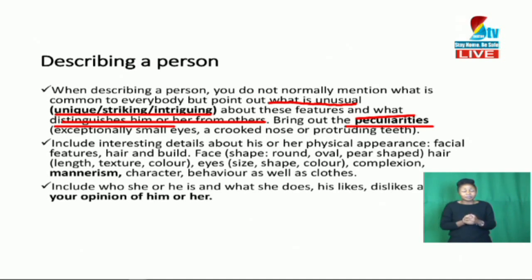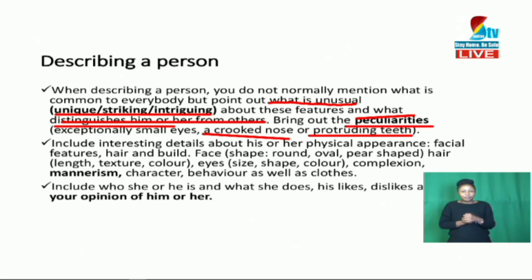If this person, for example, has exceptionally small eyes, take that into consideration. Put it in your descriptive. If that person has a crooked nose, do make mention of that. If the person has crooked teeth, or a tooth missing, or protruding teeth, make sure that you make mention of that, because these are the peculiarities. This is what makes this person unusual.